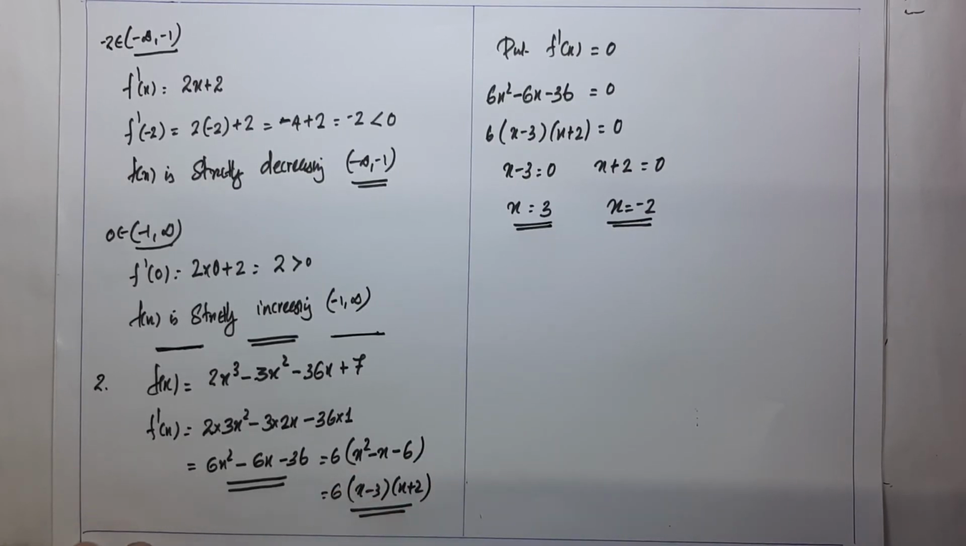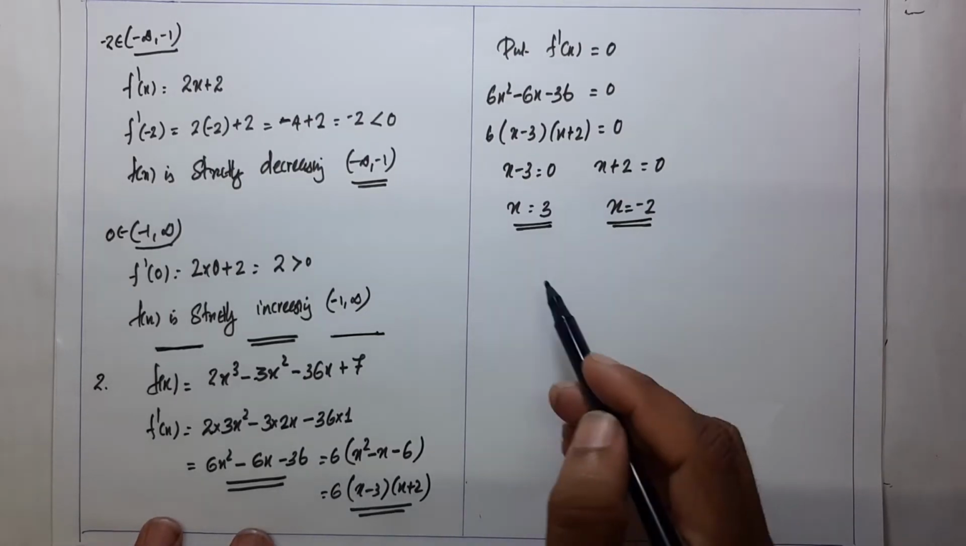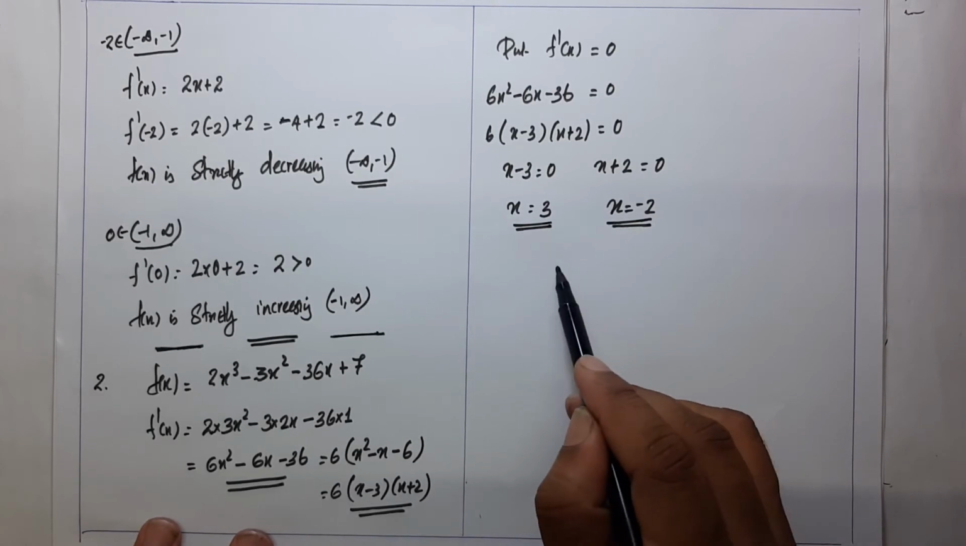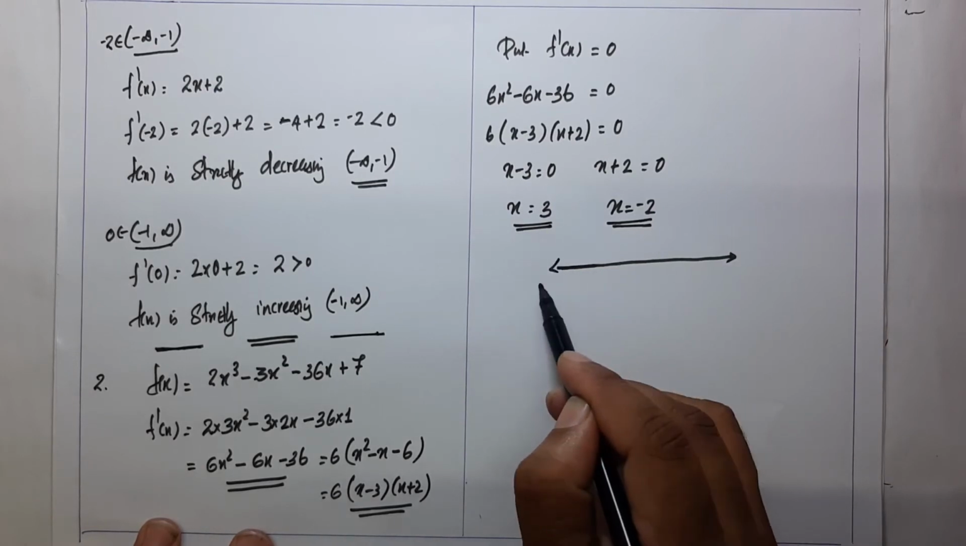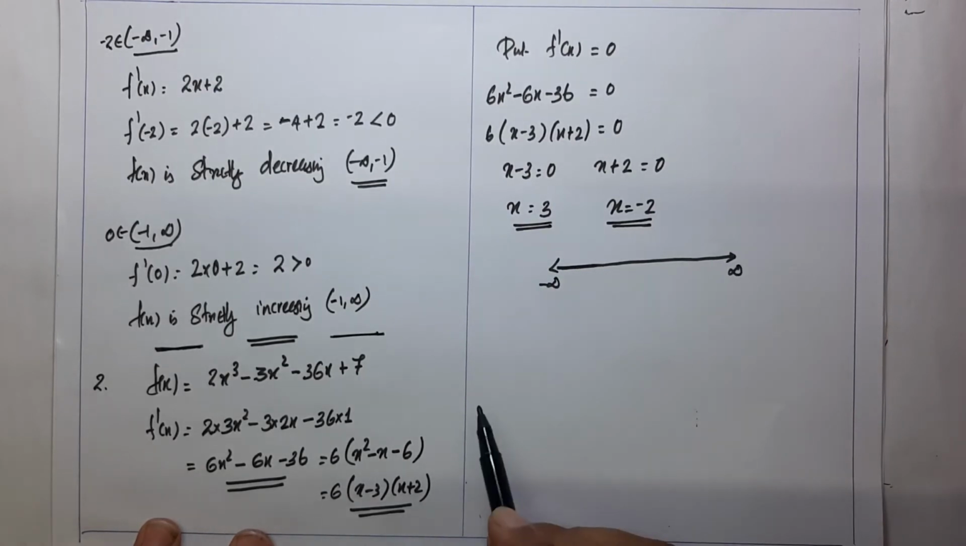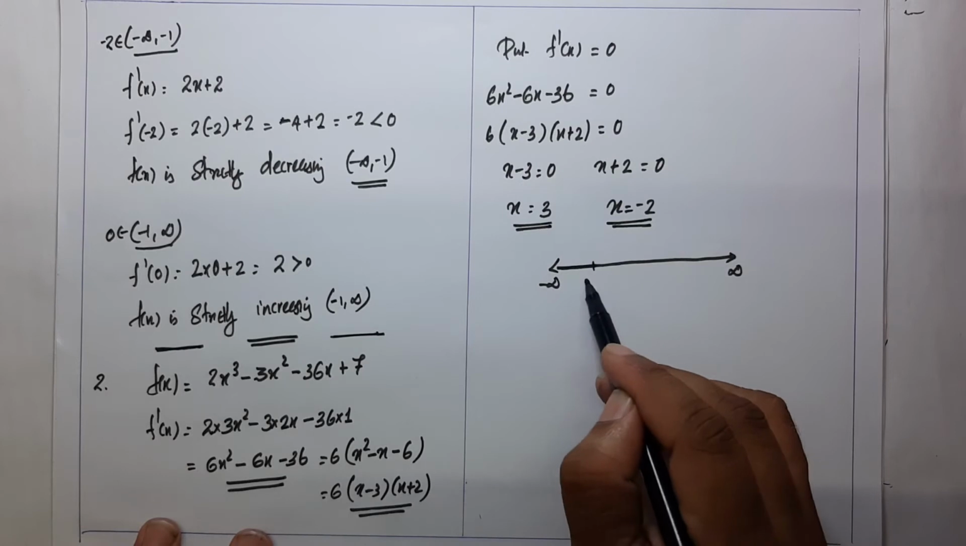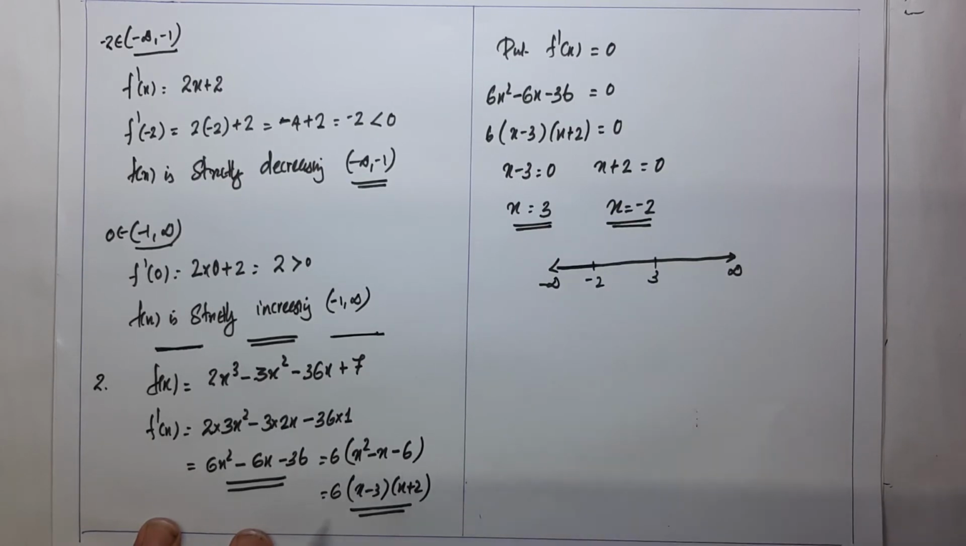When we put f dash x equal to 0 and get some values for x, those values are called turning points, stationary points, critical points and extreme points. Okay. Now we plot these points on a real line. Lower is minus infinity and upper is plus infinity. Here the lowest point is -2 and next is 3. Therefore we get 3 intervals.